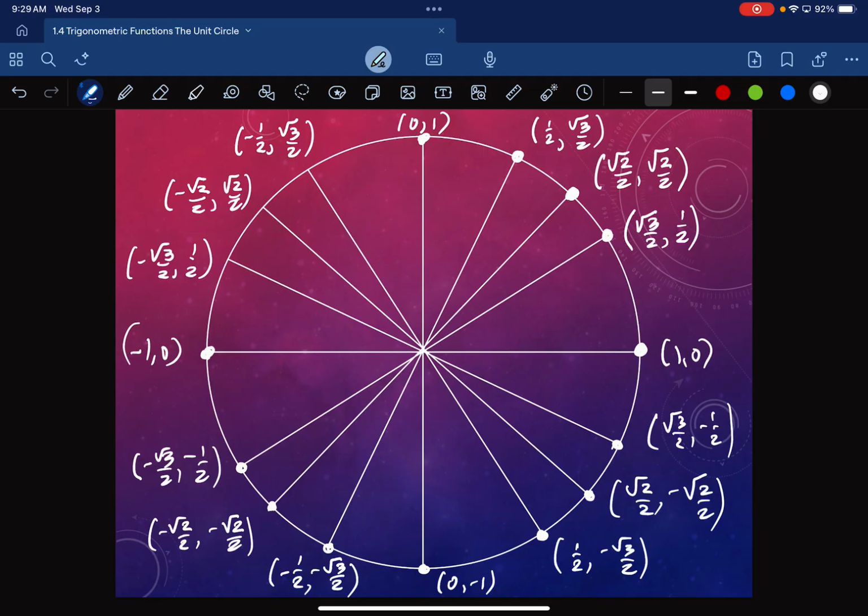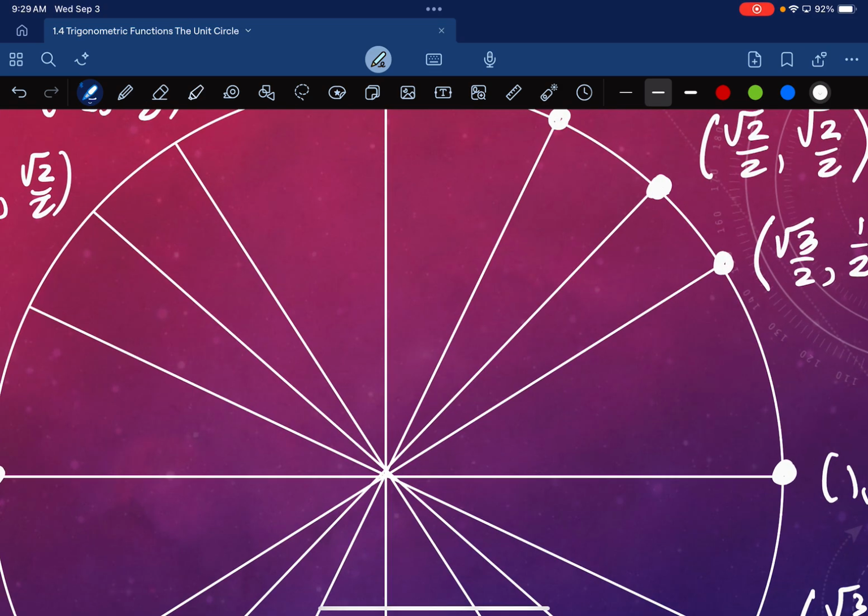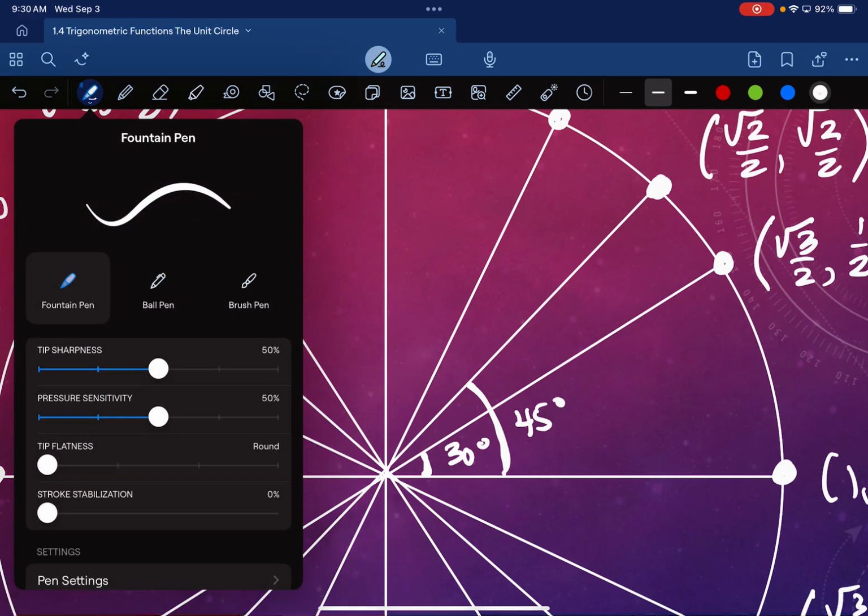So what else we need to do is put in the angle measures. We need to do the angle measures in terms of radians and degrees. So I'm going to do degrees first. That's the one you're probably most comfortable with. So the first angle measure is this one right here at the middle, going to be 30 degrees. The next angle measure is 45 degrees.